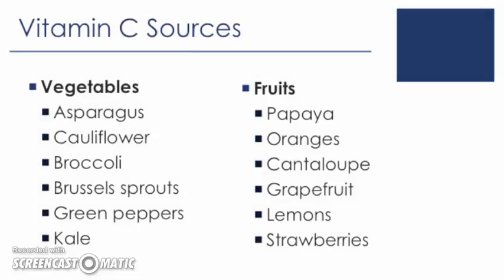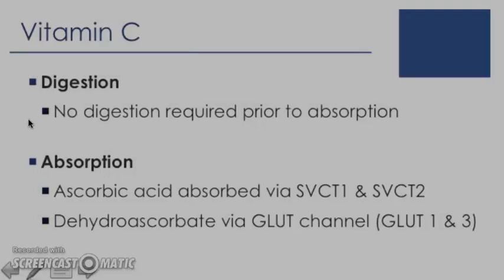We see different food sources of vitamin C. So vitamin C is found in a number of fruits and vegetables. We typically think of vitamin C occurring in citrus fruits. Also, a good source of vitamin C is actually red bell pepper. We see cantaloupe, lemons, some berries, and then other green vegetables also containing vitamin C.